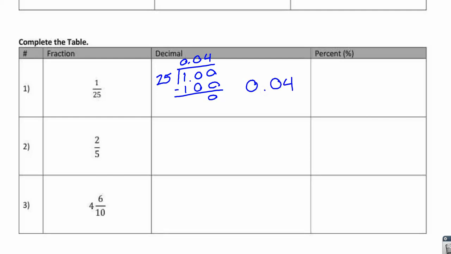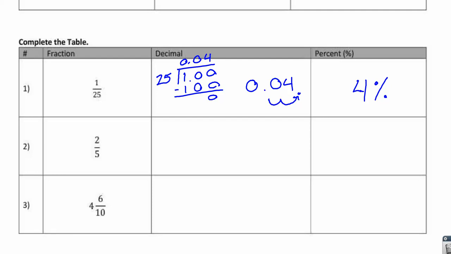Then I need to turn that into a percent. Move it 2 places over. I get 4% because the zeros in the front go away because the decimal point's now in the back. Okay. So you're just taking the fraction, turning it to a decimal, turning it to a percent.